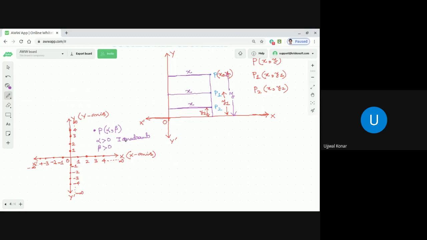Now let's come to where x is negative but y is positive. That means if you find a point here, suppose P with coordinates alpha and beta, I hope you agree with me if I write here that alpha is less than 0 but beta is greater than 0. Correct or not? And this is known as the second quadrant.